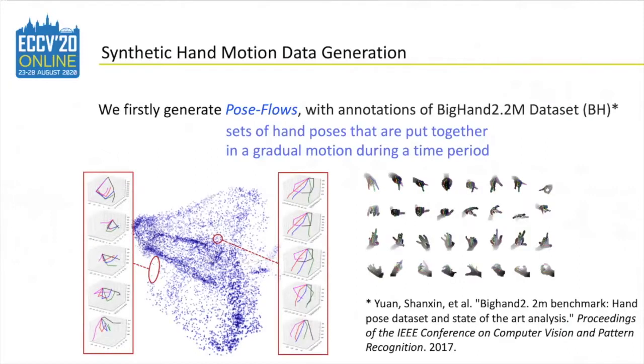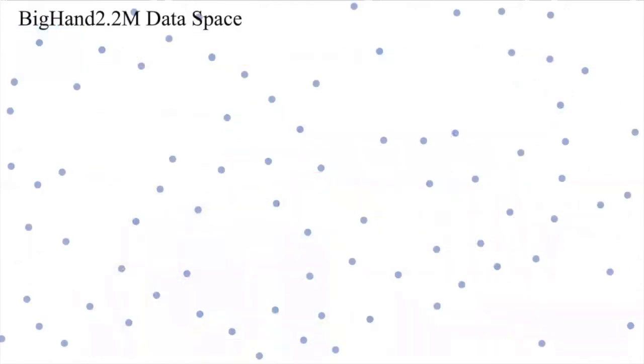A 3D t-SNE graph of randomly selected BigHand data samples shows that BigHand data samples densely span a much wider space for both pose and viewpoint spaces than any previously reported datasets. Here is our approach on generating a pose flow.